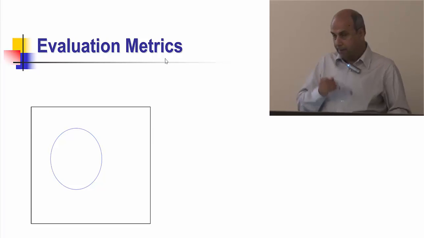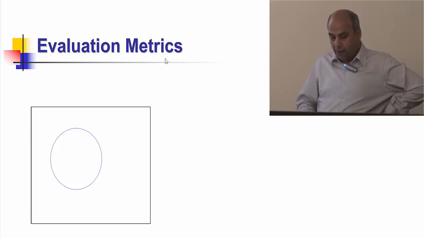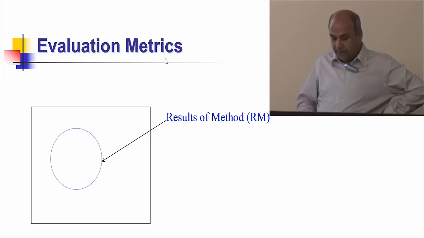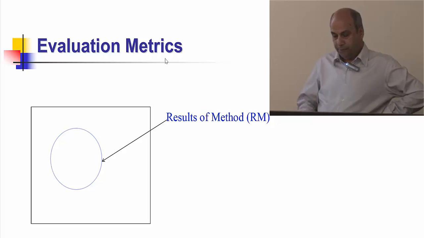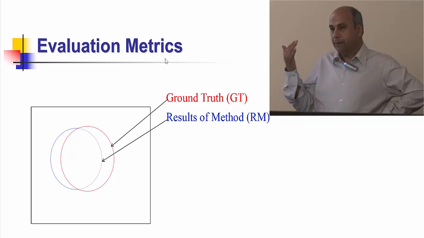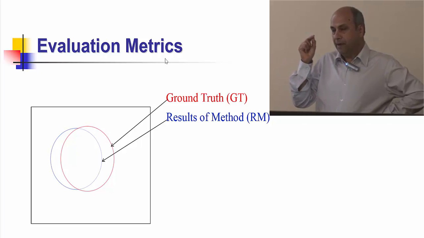So let's talk a little bit about what we mean by precision-recall. Let's say these are the results of your algorithm. The edge detector tells you these are the edges it found. And these are the ground truth: you give an image like that to a human and say, well, identify where the edges are.